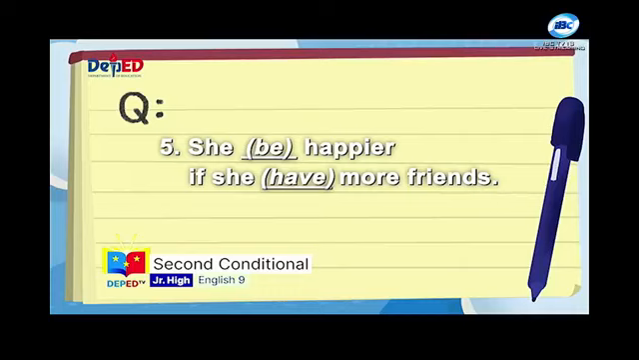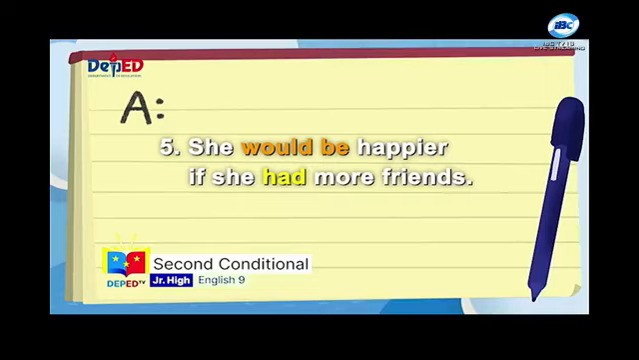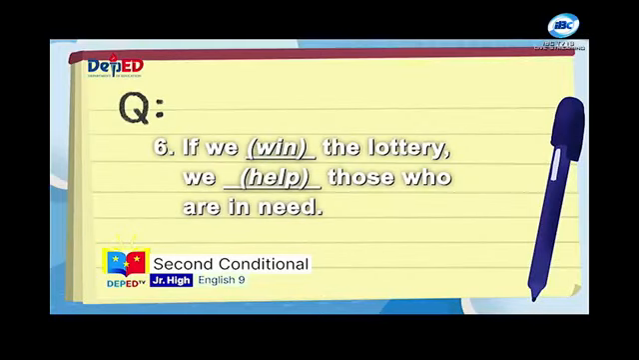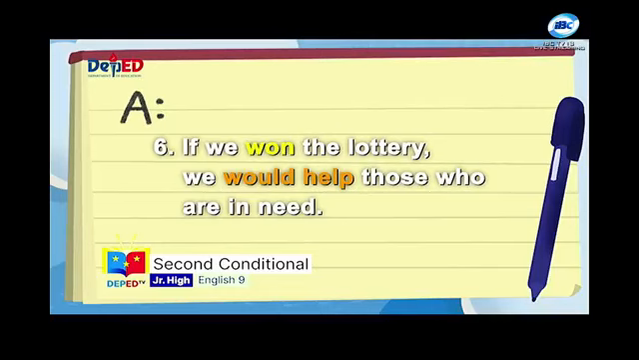She blank happier if she blank more friends. Remember the formula I have given you a while ago? That's great! She would be happier if she had more friends. How are you doing so far? Keep up the good work, guys. Next, number 6. If we blank the lottery, we blank those who are in need. What is your answer in this one? Great! If we won the lottery, we would help those who are in need. You're doing very well. Let's have the next one.